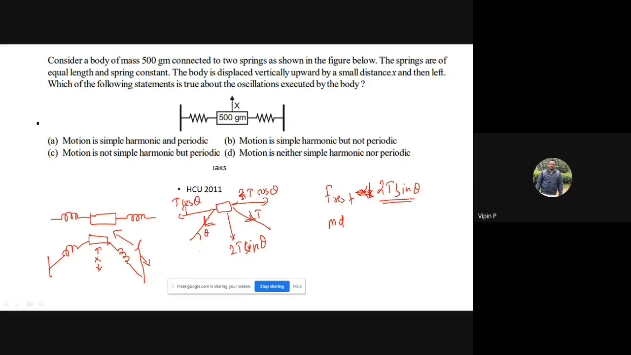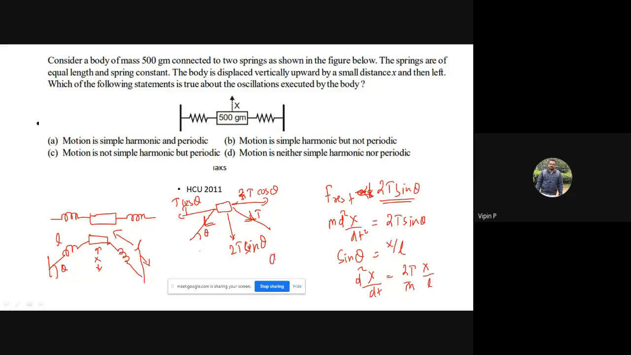Now I can write this as m d square x by dt square equal to 2T sin theta, along with some constants, of course, which will be a resultant spring constant of these two, which doesn't really matter. So you have an acceleration here. Now from the diagram, this is theta, this is x, this is L. So sin theta is nothing but x by L. So we arrive at the conclusion that d square x by dt square is equal to 2T by m into x by L.